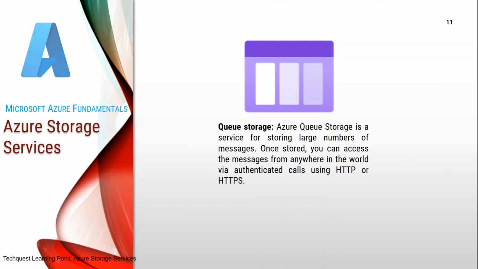Queue storage. Azure Queue Storage is a service for storing large numbers of messages. Once stored, you can access the messages from anywhere in the world via authenticated calls using HTTP or HTTPS. A queue can contain as many messages as your storage account has room for, potentially millions. Each individual message can be up to 64 KB in size. Queues are commonly used to create a backlog of work to process asynchronously.